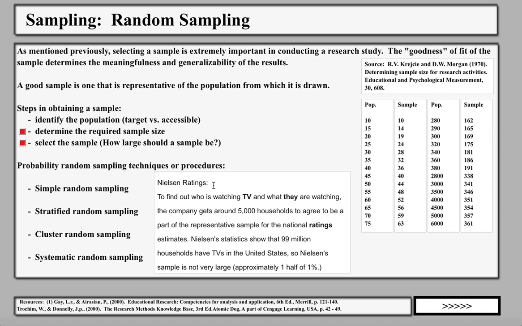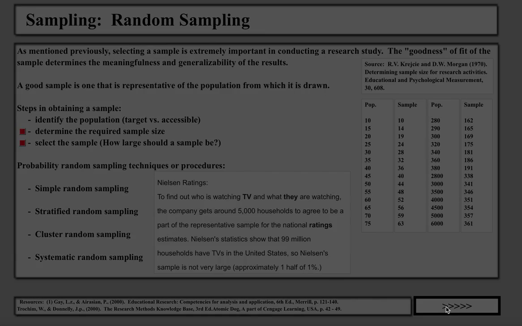So again, the key thing in selecting a sample is that it is representative of the population from which it is drawn. And the best way to do that is random sampling. So we're going to look at 4 types of random sampling: simple random sampling, stratified, cluster, and systematic. So let's take a look at simple.